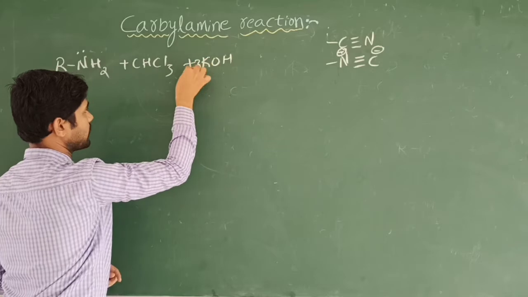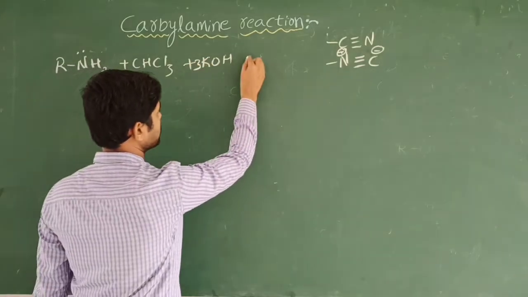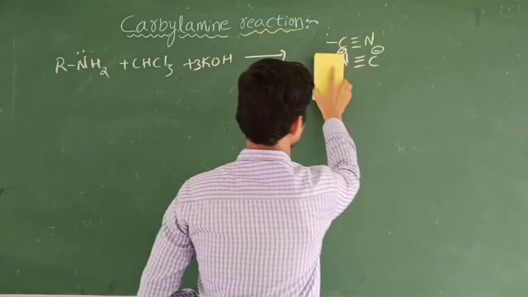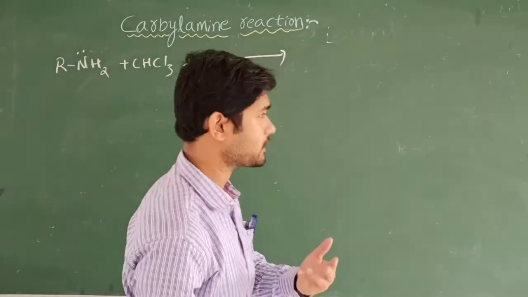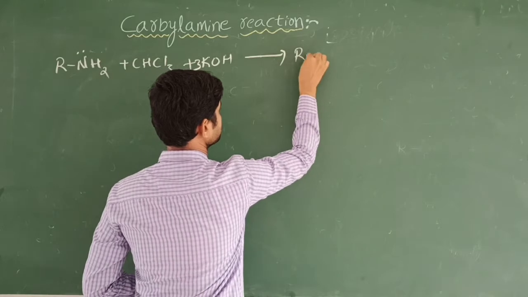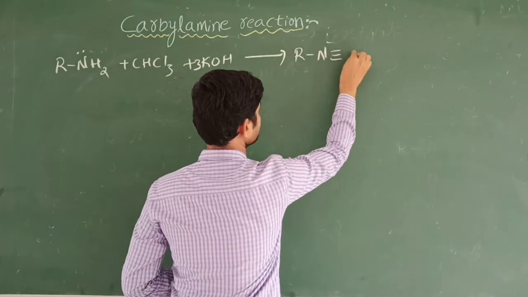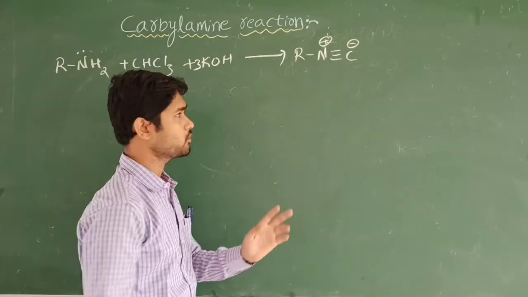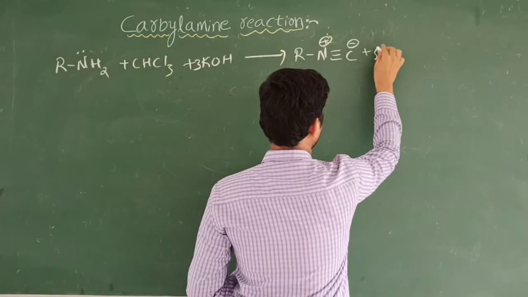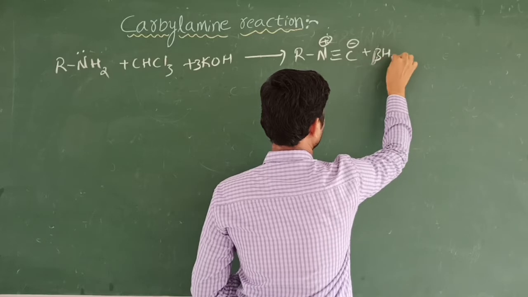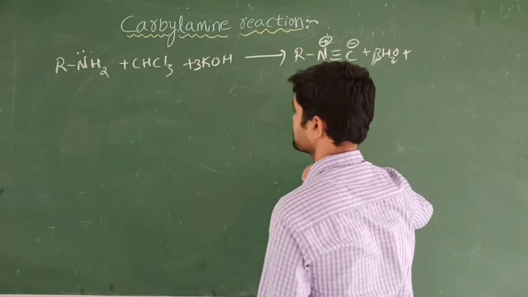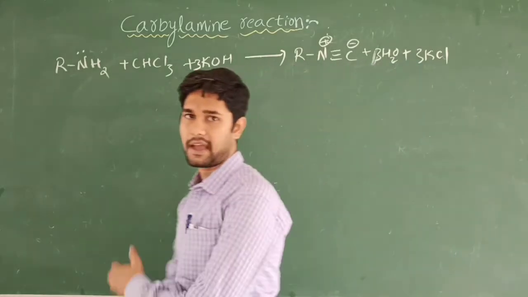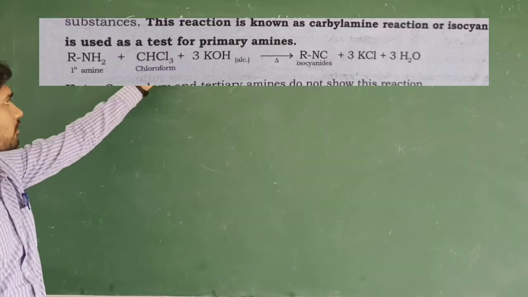That is the three molecules I am going to take here, and I am going to write the product as the isocyanide group. The remaining molecules are eliminated as water and salt, 3KCl. So this is called the carbylamine reaction.